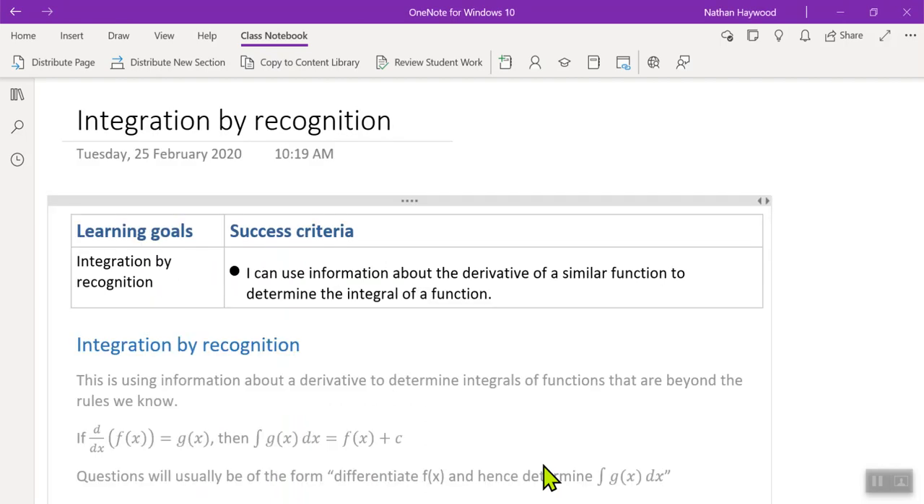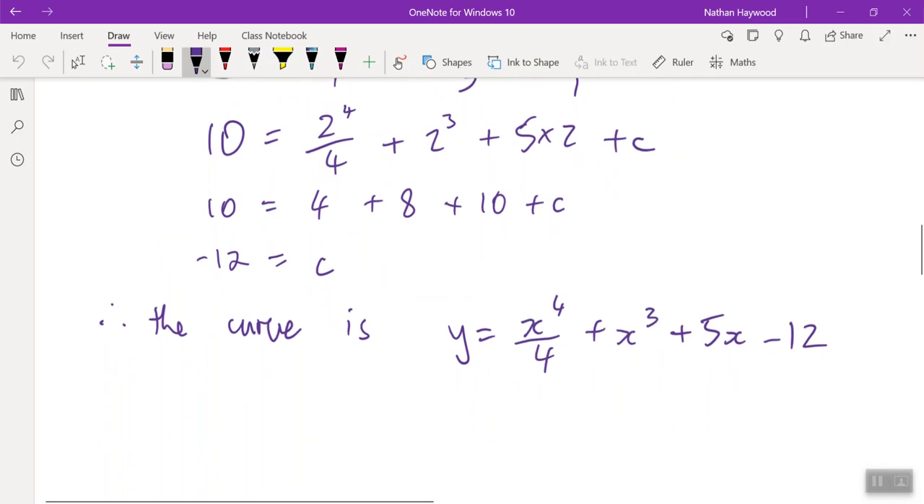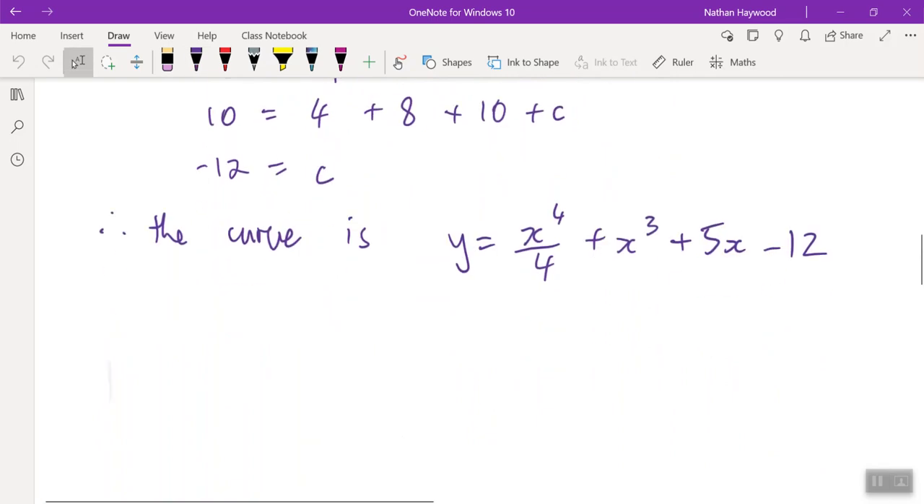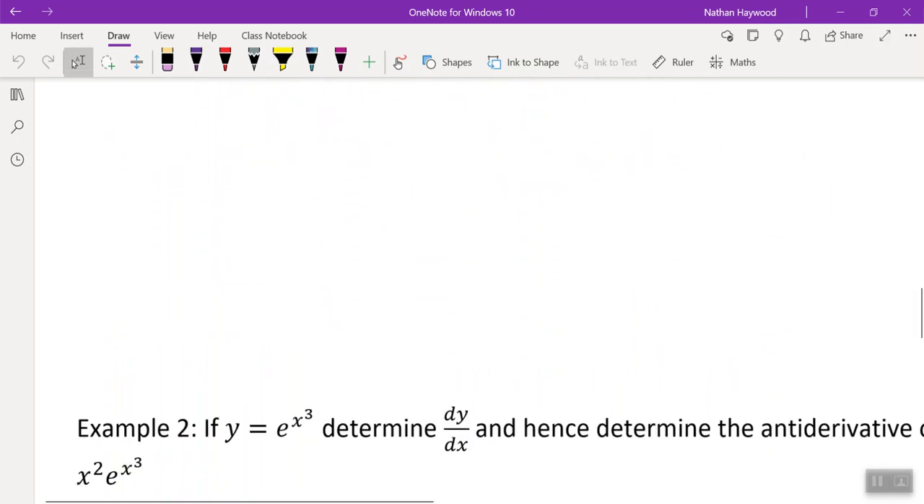integral. Well, its main use is if you have an integral and it's not part of your general rules. So it's a strange function that you haven't seen before. So what you can do is find the derivative and then use that to just go backwards. This next one is not revision. This is definitely something you haven't seen before.